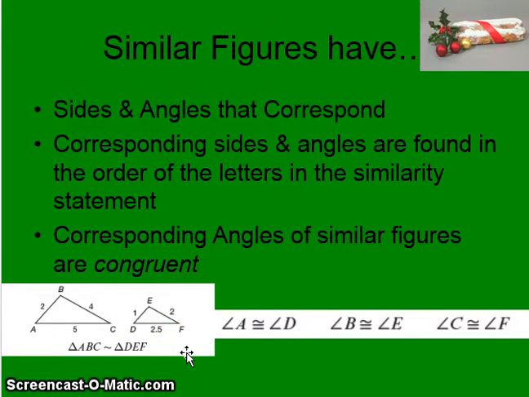Corresponding angles of similar figures are congruent. So angle A and angle D are exactly the same. Angle B and angle E are exactly the same, and angle C and angle F are exactly the same.